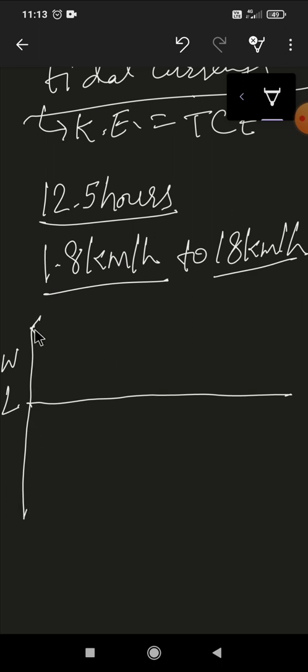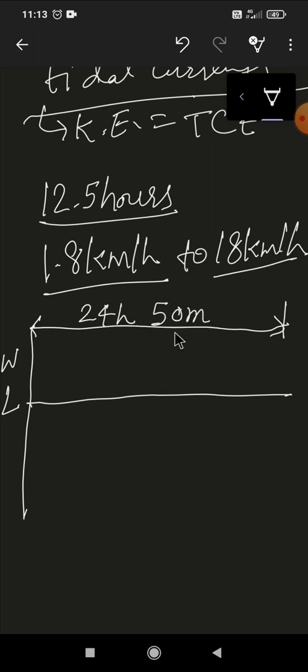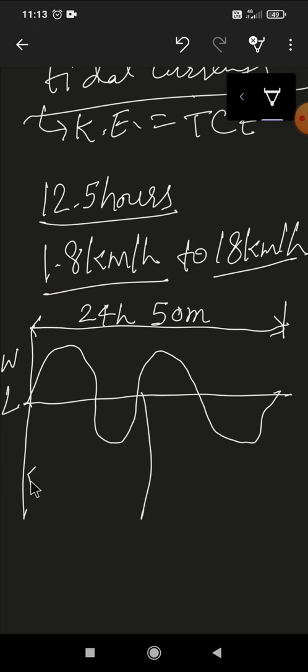A lunar day is 24 hours and 50 minutes, that is, a moon day. There will be a high tide, then a low tide, going according to a sine curve. This is one tidal cycle, and this is the second tidal cycle.